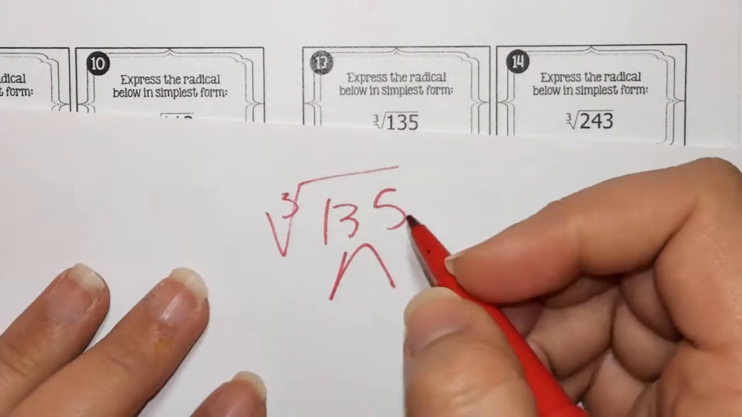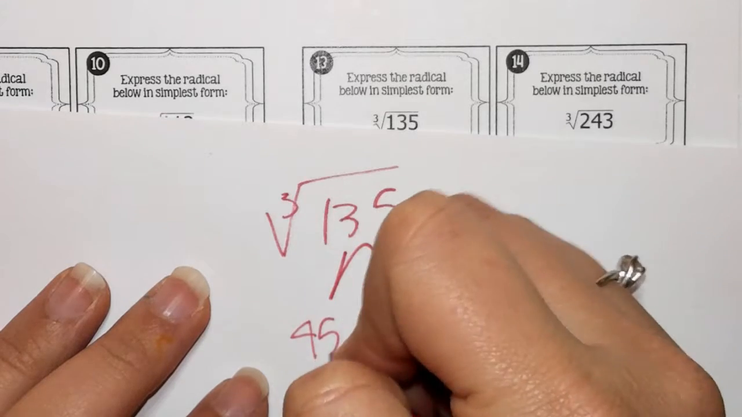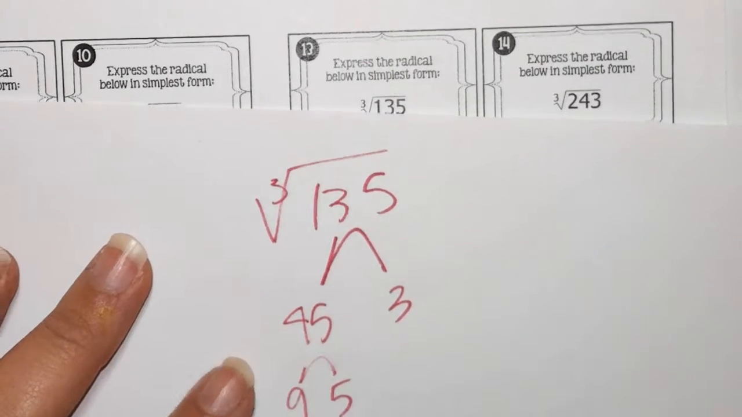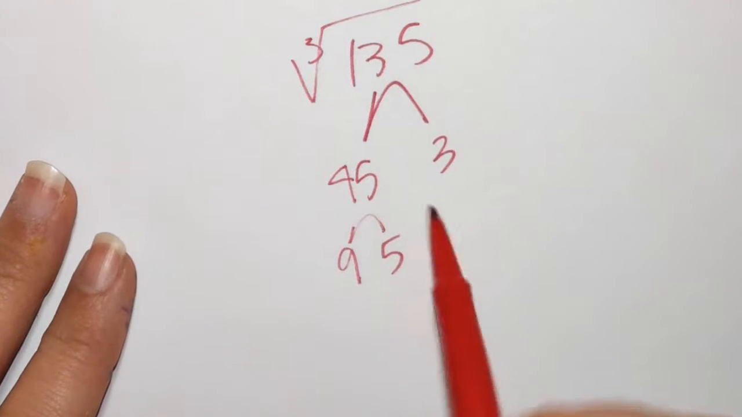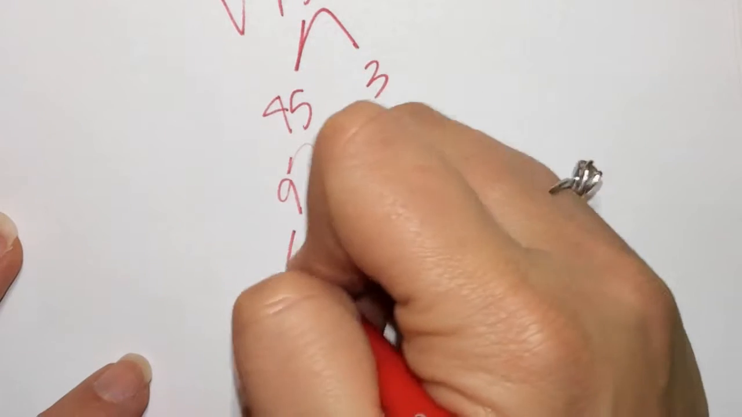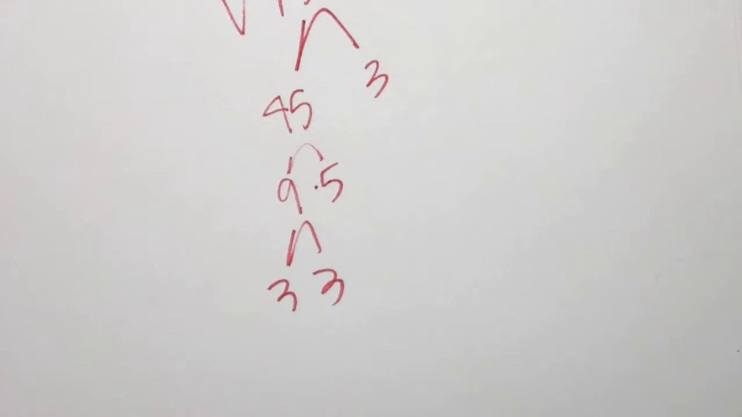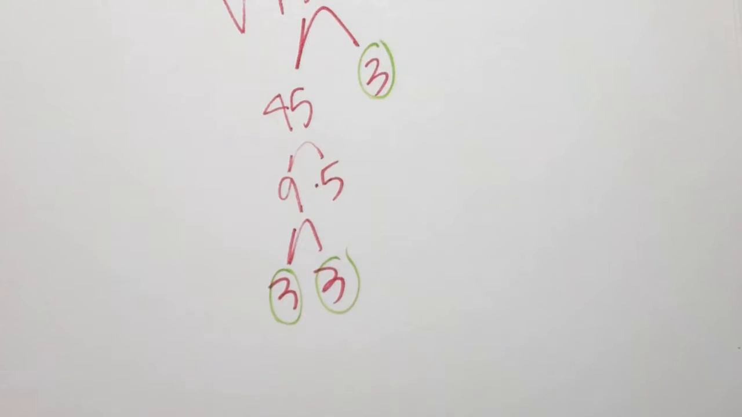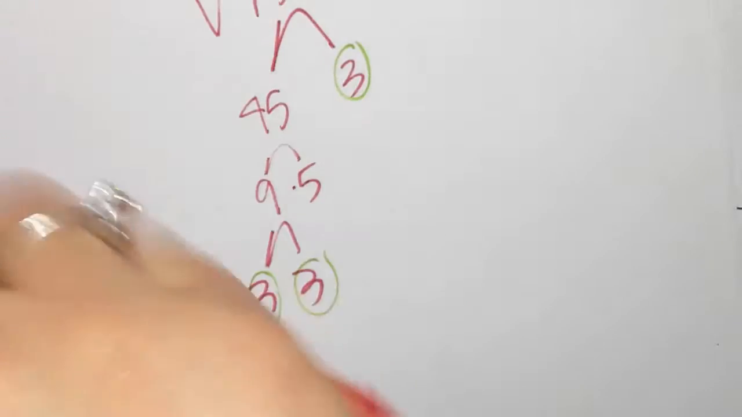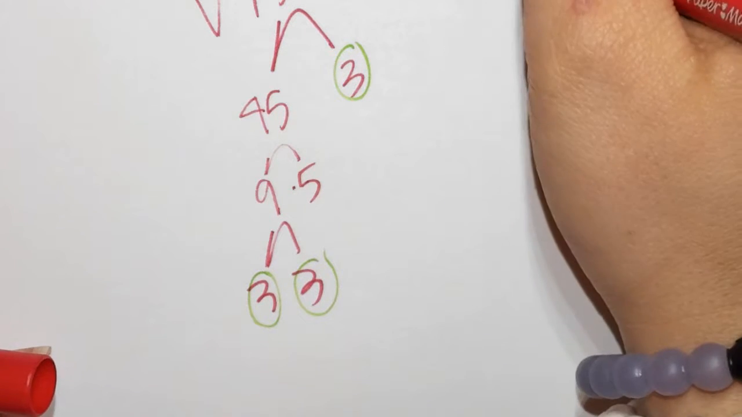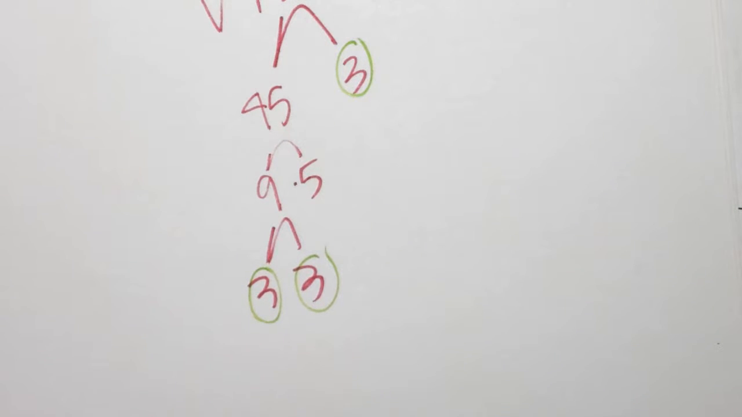25 and 3? 45 and 3? Okay, so then you got 9 and 5, right? Now, we can't break 5 down by anything else. It's a prime number. So we're going to break this down into 3's. Then we have 1, 2, 3 3's. And what's left over? 5. So that 3 comes to the outside. Cubed root 5.